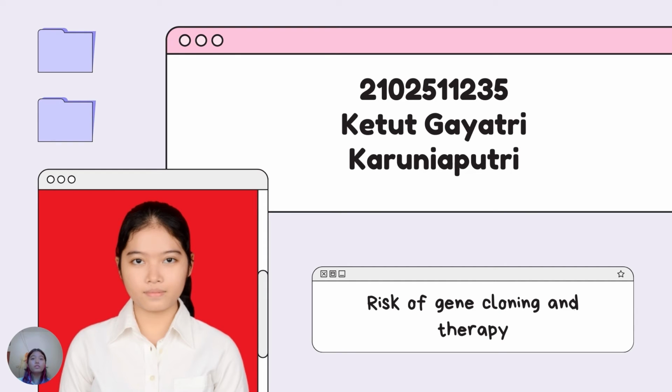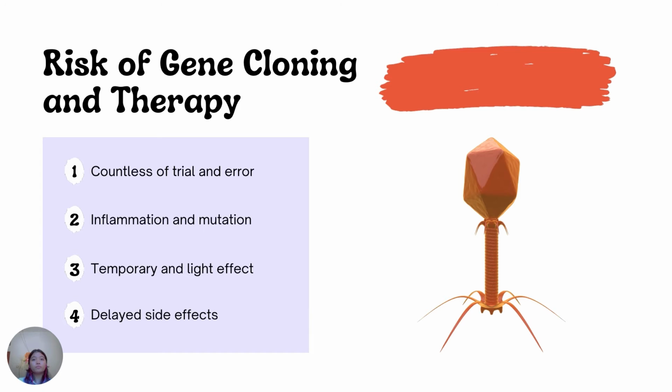We're going to discuss the risks of gene cloning and therapy. This topic does offer a variety of benefits for us, but again, the utility of something is not the only one that must be considered. First, there's going to be countless trial and error. The purpose of gene cloning is to create a superior gene, so there will be countless trial and error that could lead to animals with organs that don't work, different proportions, and much more.